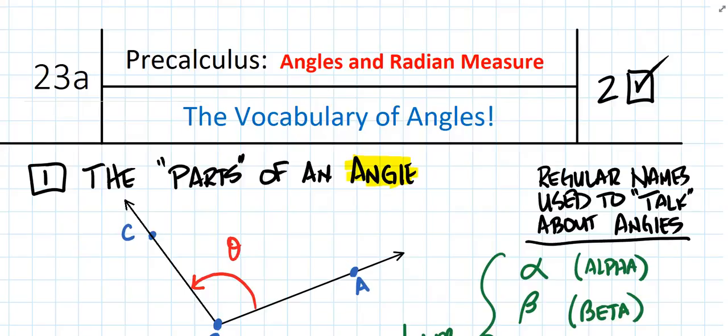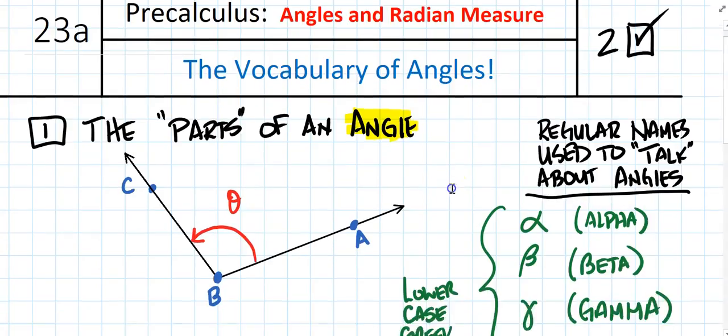Welcome to Precalculus Concept video 23A, Angles and Radian Measure. There's only two boxes in this particular video, and the main objective here is to talk about the vocabulary of angles. So we're going to be talking a lot about words in this particular lesson.